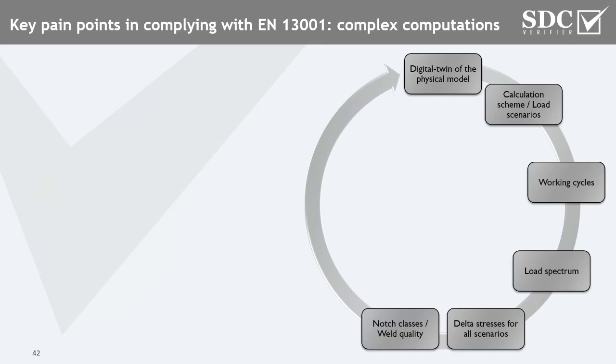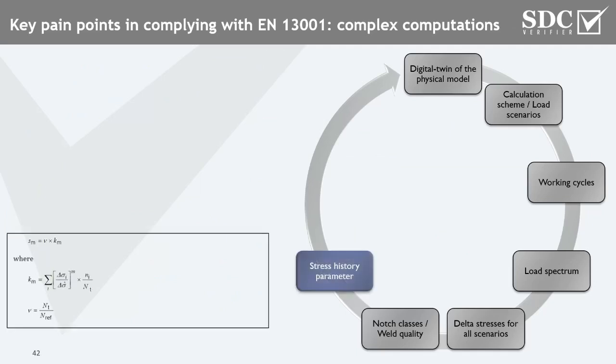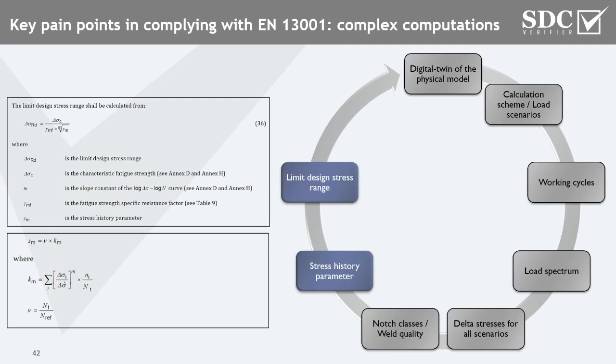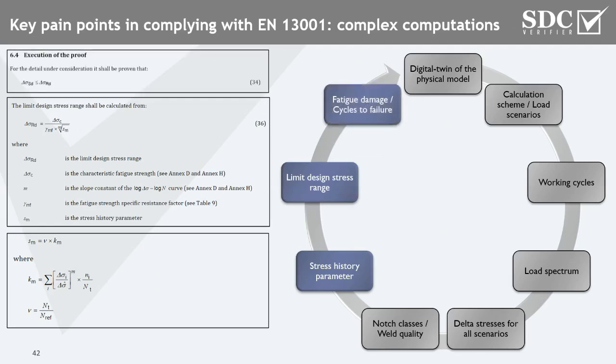What is left there is something that I, and I think most engineers, really struggle with. This is the stress history parameter. Because you need to summarize now all your delta stresses and the relative number of cycles to calculate the stress history parameter, define it with the limit design stress range, and of course, furthermore transfer it to fatigue damage or cycles to failure. So why is it a struggling point for everybody?